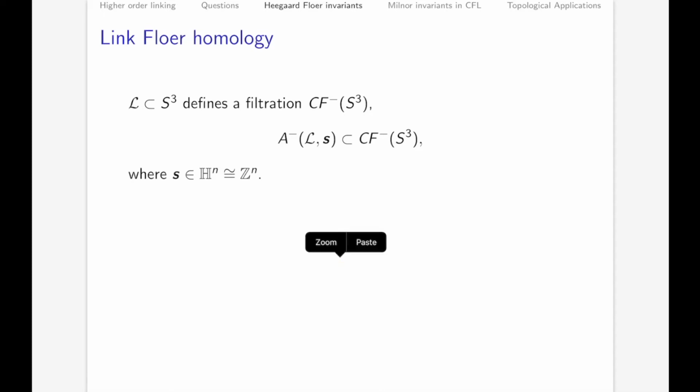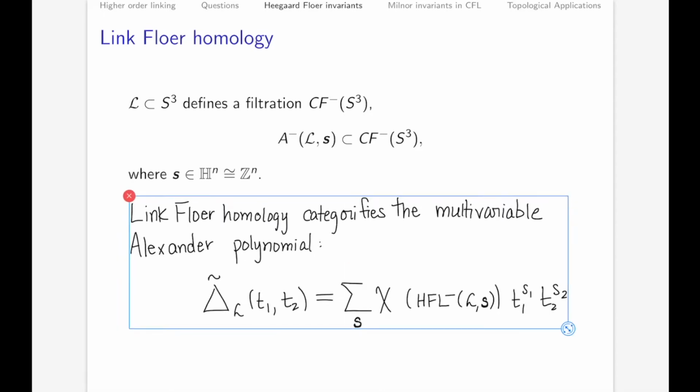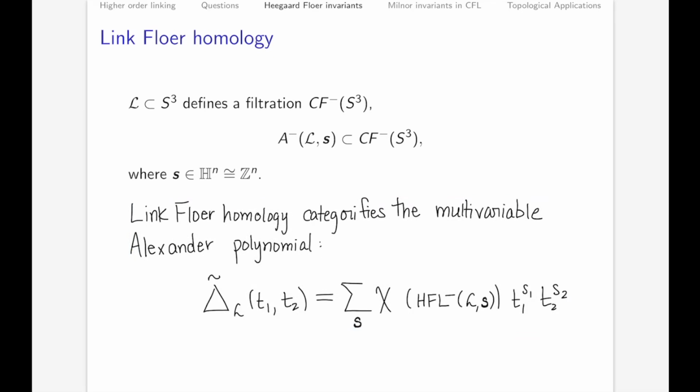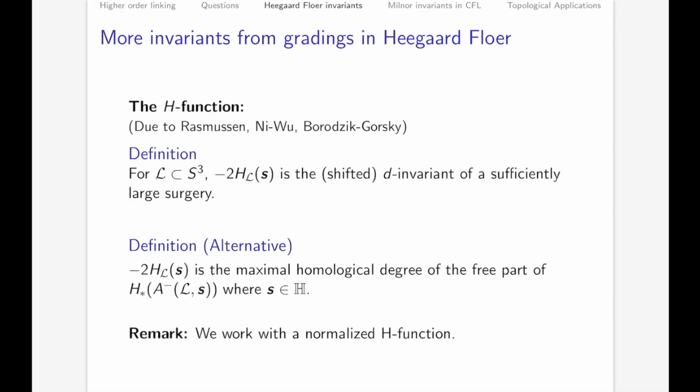One of the most important properties of link Floer homology is that it categorifies the multivariable Alexander polynomial with a formula that looks like this. You take a certain normalization of the multivariable Alexander polynomial, and you can read that off as the sum of the Euler characteristics over S. This Euler characteristic is taken with respect to the absolute grading, the Maslov grading, and that gives you the coefficient of the Alexander polynomial.